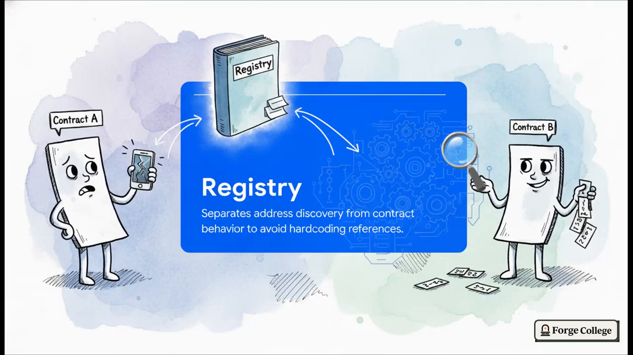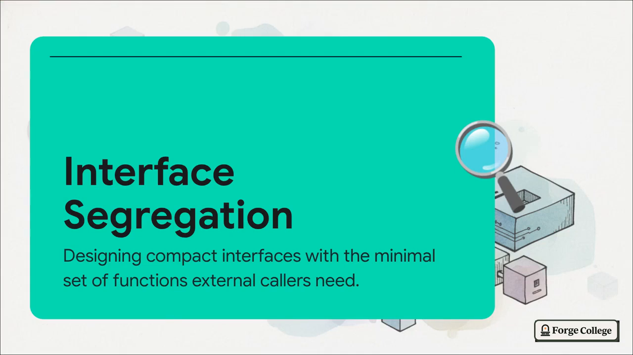Next, we have the registry. And honestly, this brilliantly fixes the whole lost friend problem. Imagine a dependent contract acting like a friend who keeps changing their phone number without actually telling anyone. Super brittle, right? Well, a registry is basically your smart contract phone book. It completely separates address discovery from contract behavior. So other contracts can always look up and find the components they need dynamically without ever having to hard-code a single address.